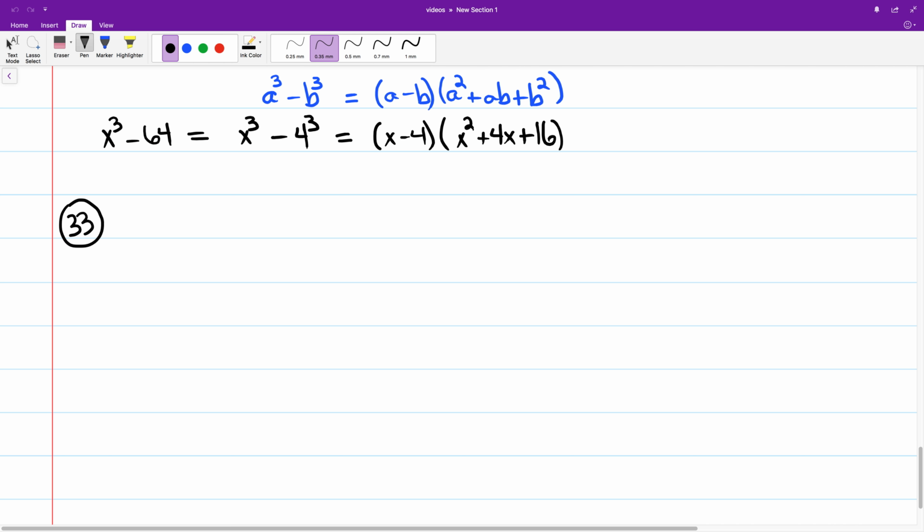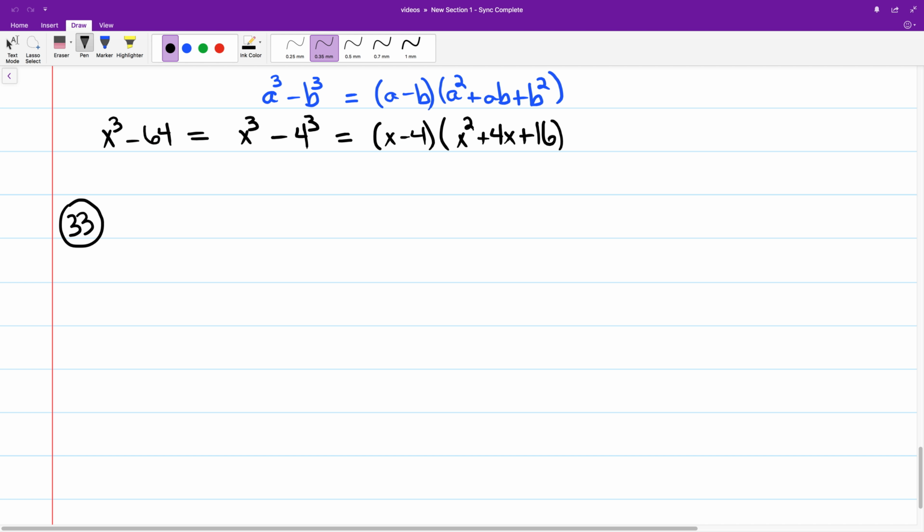X to the third minus 64 is equal to x to the third minus 4 to the third. Breaking it down, with the linear factor we have the quantity of x minus 4. As for the quadratic factor, we have the quantity of x to the second plus 4x plus 16.